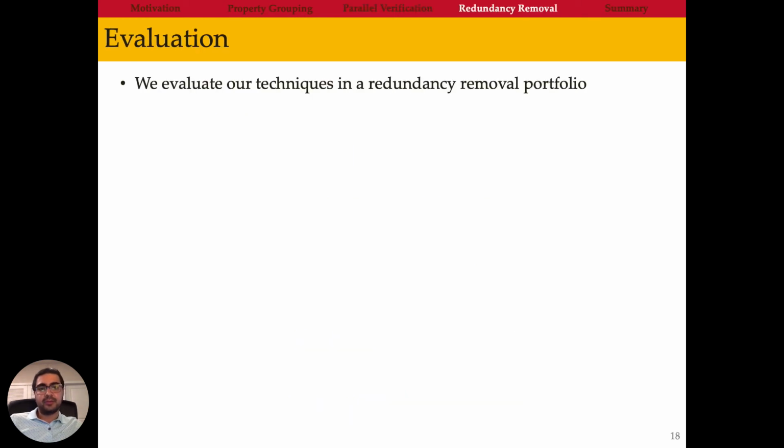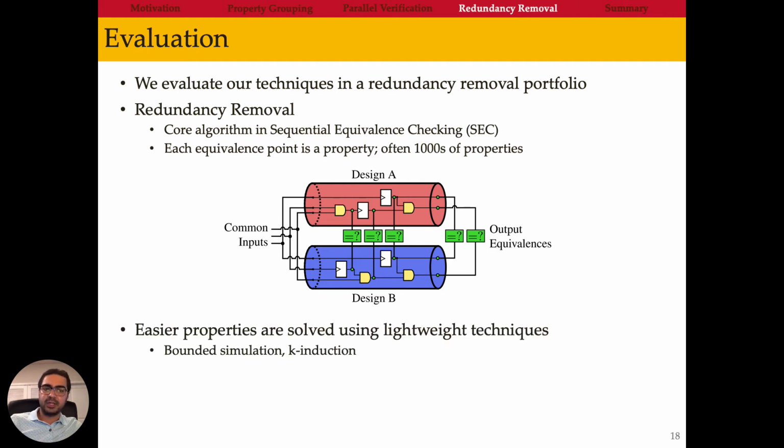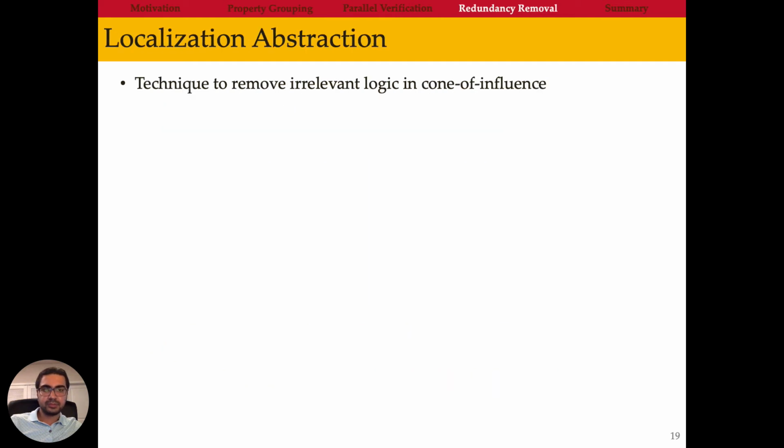We evaluate our proposed techniques in a redundancy removal portfolio. Redundancy removal is a core algorithm for sequential equivalence checking and reduces the composite model by identifying equivalences between intermediate design points. Each equivalence is a property, and typical redundancy removal tasks often have thousands of properties that have to be checked. While the easier equivalence properties are solved using lightweight techniques such as simulation or k-induction, the harder and non-inductive properties are solved exclusively using localization abstraction, for which it is the best known technique.